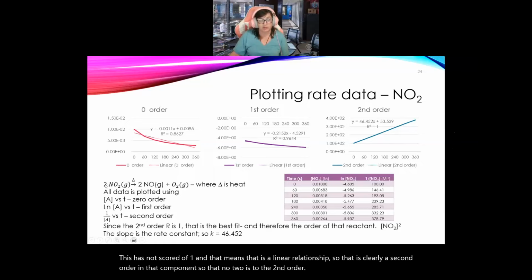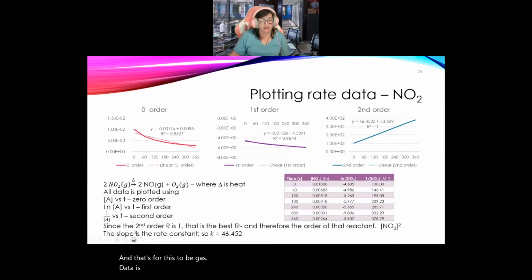And that's for this particular reaction, 2NO2 gas with heat gives me 2NO gas plus O2 gas, okay? All data is plotted, and since the second order R squared is 1, that's the best fit, and therefore the order of that reactant is NO2 squared. Slope is the rate constant. So k equals 46.452. Okay, that's what we read from this equation that goes with this.